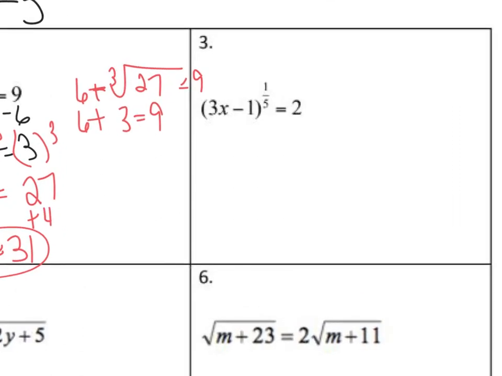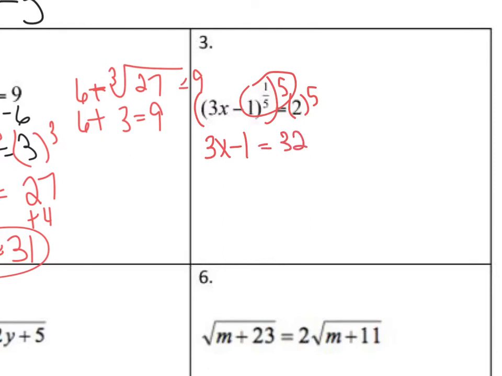Okay. On number 3, you can kind of think about it two different ways. I have 3x minus 1, to the 1/5, equals 2. One way you can think about it is to get rid of that 1/5. I can take the 5th power to both sides, because inside outside here I would multiply, and 5 times 1/5 is 1, so that would get rid of that fraction exponent. So I would just be left with 3x minus 1 equals 2 to the 5th, which is 32.